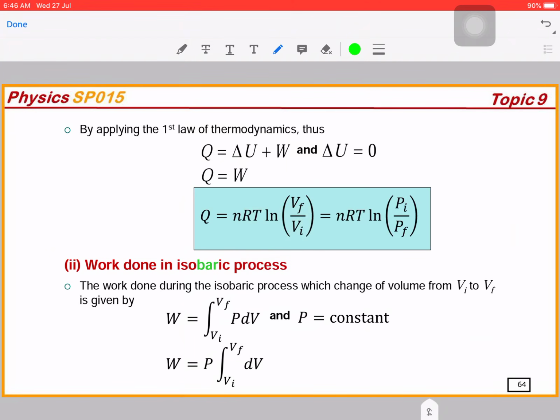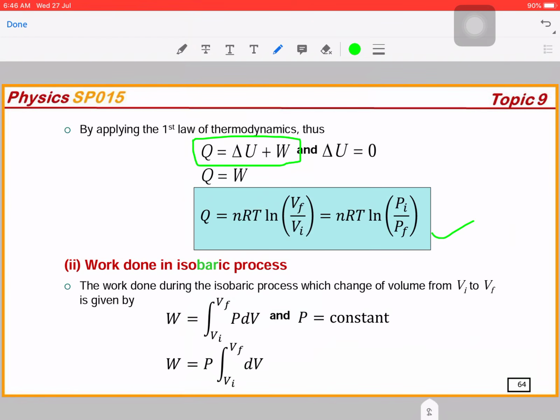By applying the first law of thermodynamics, Q equals delta U plus W. This is the equation we use the most. Okay, you can rearrange that. Q equals nRT ln(Vf/Vi) or nRT ln(Pi/Pf).